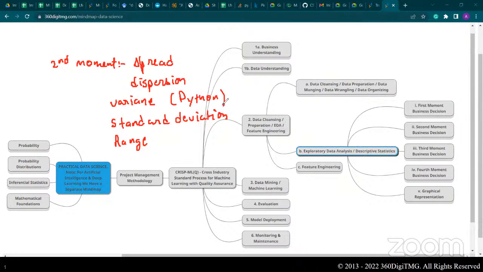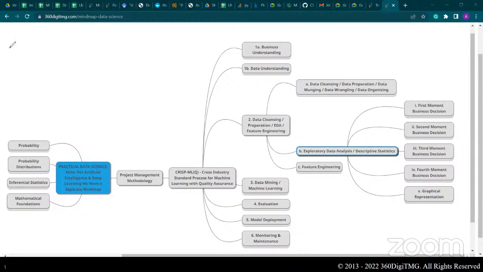Within Python, we can calculate the variance. Now, standard deviation is nothing but the square root of the variance. All right. And then finally, we have the range, which is the maximum value minus the minimum value. Okay. So this is the second moment business decision. So the first two are fairly simple to understand, but the complications can sometimes happen while understanding the third and the fourth business moments. What is the third moment?